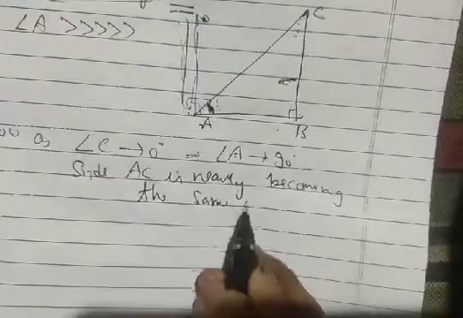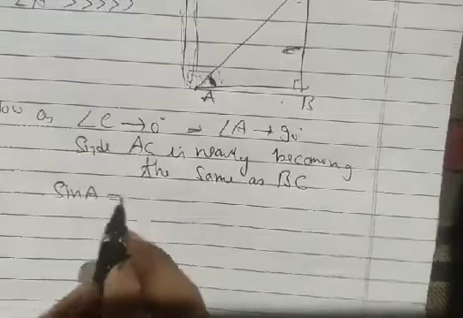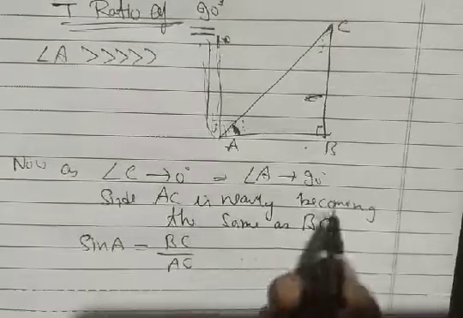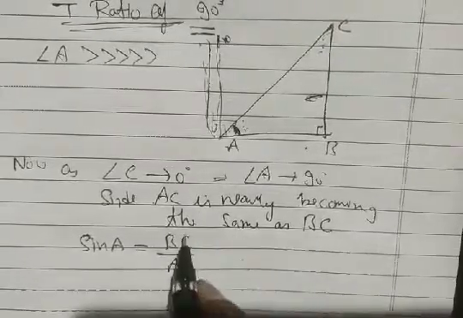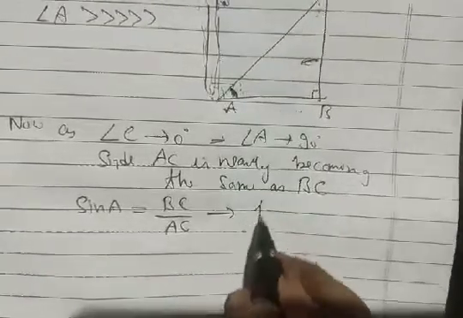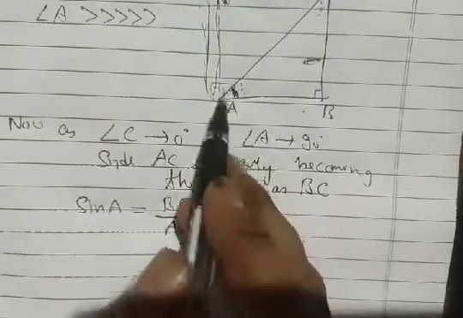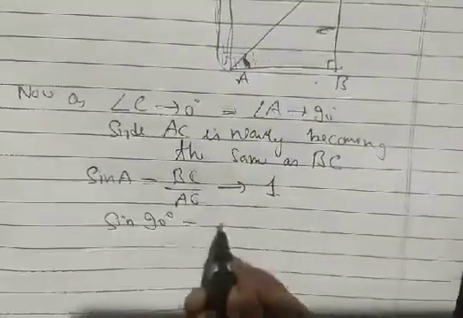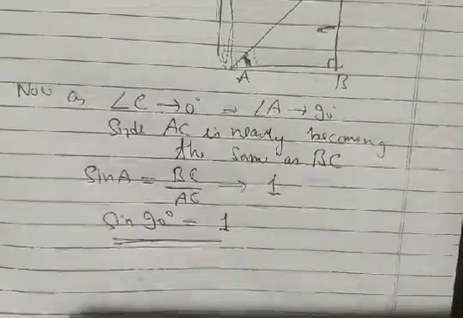the same as BC. Then when we discuss sin A, it's BC to AC, perpendicular to the hypotenuse. Now when we make angle A larger, BC and AC become nearly equal, meaning both are close to each other. Then its value is very close to 1. When angle A is larger, AC and BC coincide with each other. It means the value of sin 90 degrees is 1.